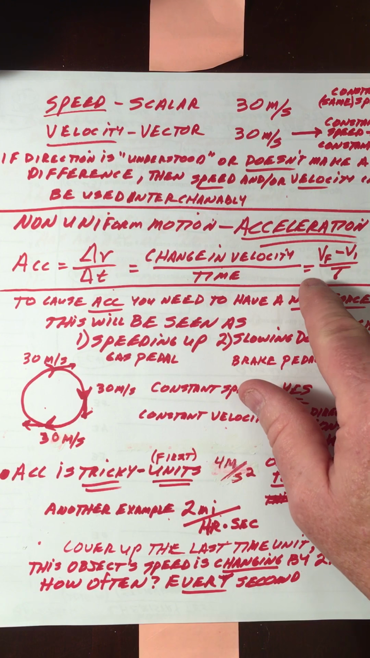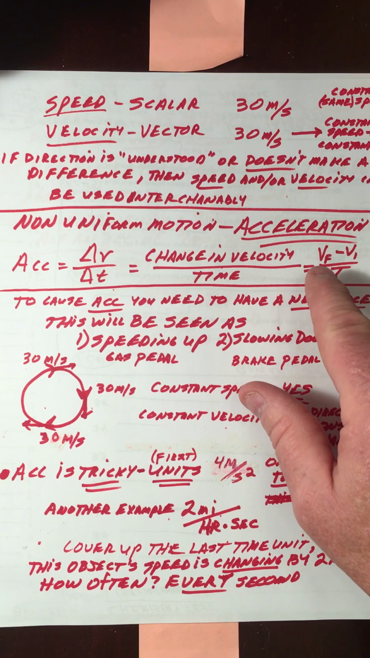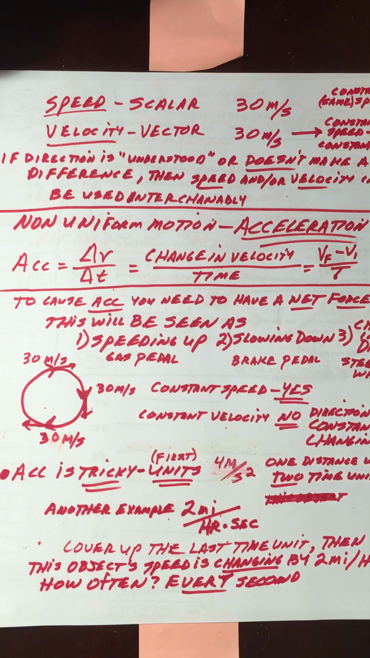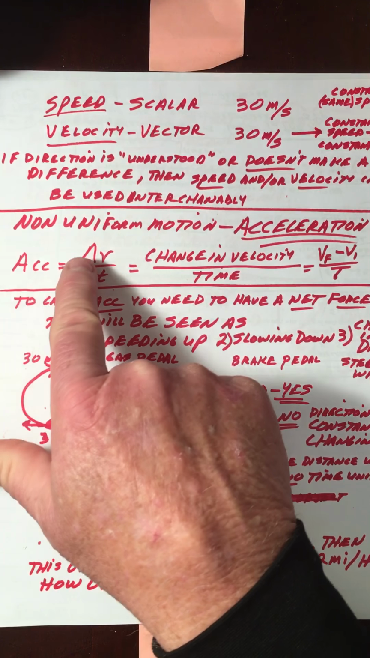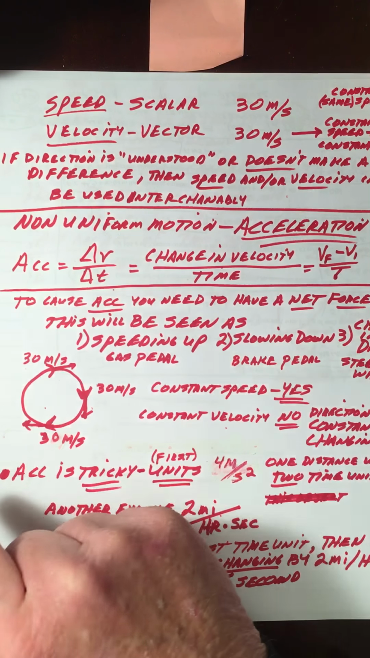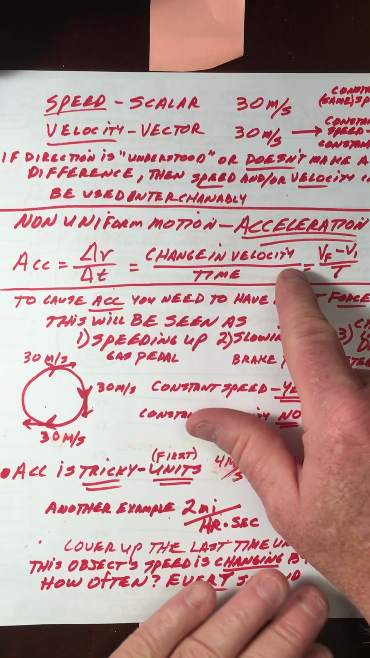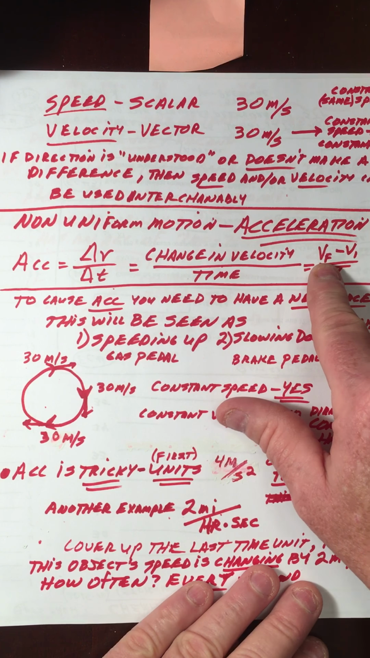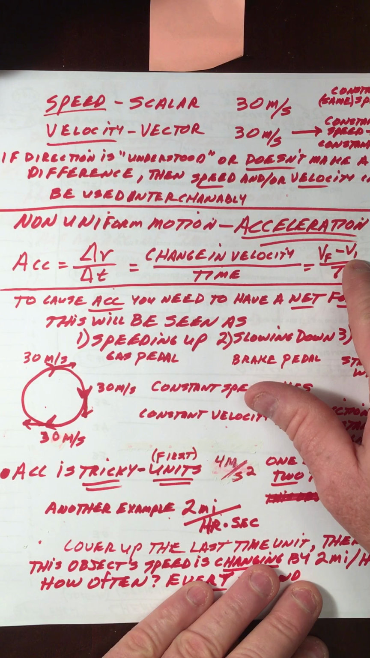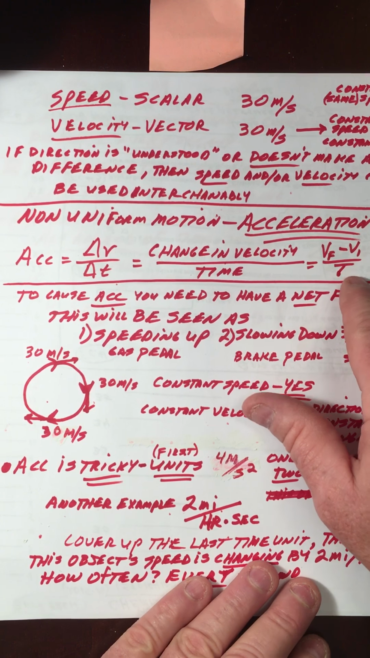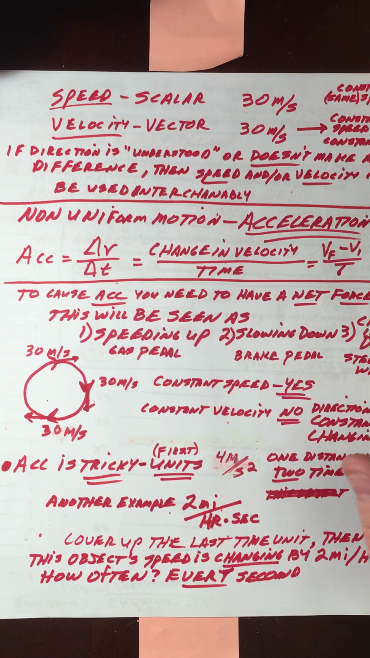Okay. Now, let's go to non-uniform motion. Non-uniform motion means that you're accelerating. Now, acceleration, the definition is a change in your velocity over time. Now, how do you find the change in anything? It's the final velocity minus the initial velocity over time. And you've done some calculations in your book on that.